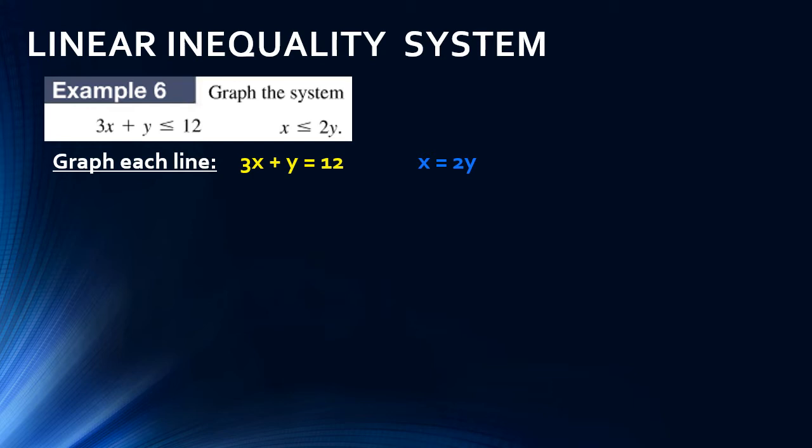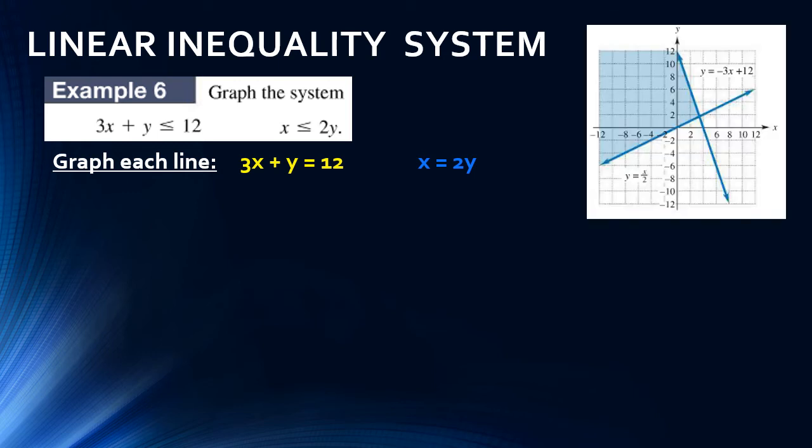The first thing we're going to do is to graph both of these lines, 3x plus y equals 12, and x equals 2y. And we get these two lines. Negative 3x is here, plus 12, and then y equals x over 2. They've just divided this, so it's a y equals. You can leave it as x equals 2y, as this line here that's going up. Since they're both less than or equal to, we use solid lines for both.